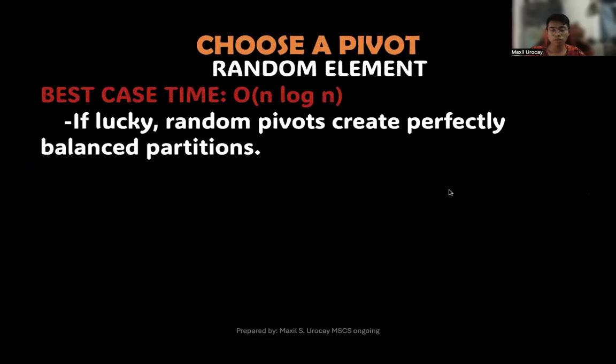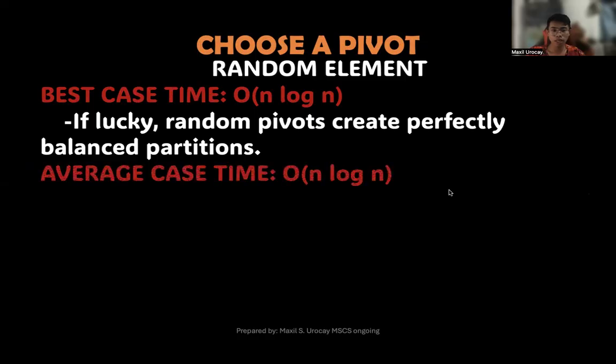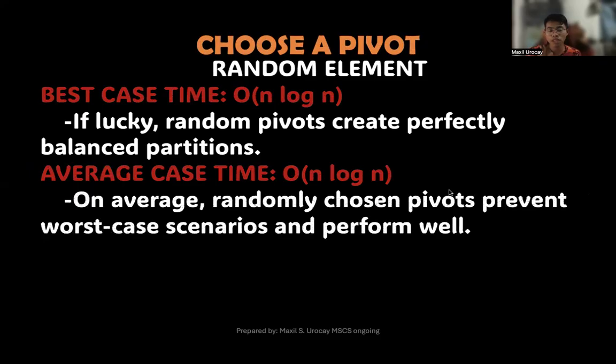Now, the best case will be the linearithmic, O(n log n). If lucky, random pivots create perfectly balanced partitions. And for the average case time, it will be the same thing, O(n log n), which on average, randomly chosen pivots prevent worst case scenarios and perform well.